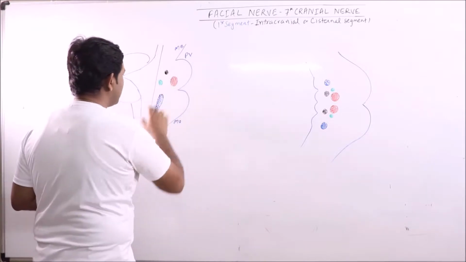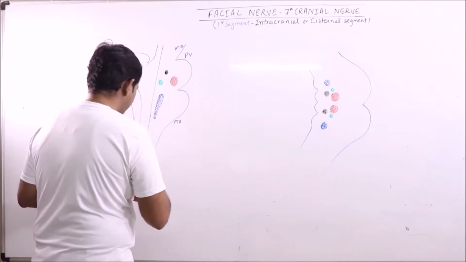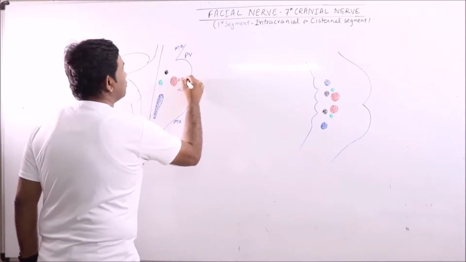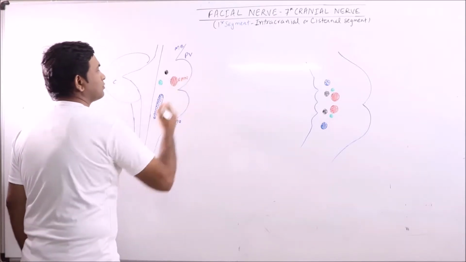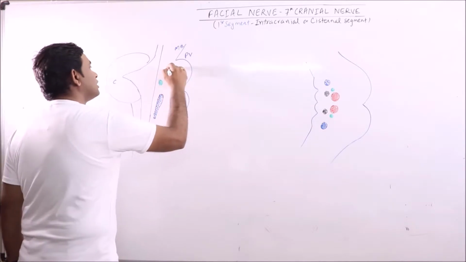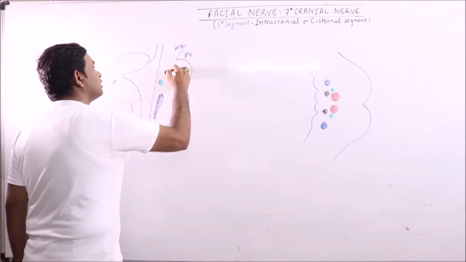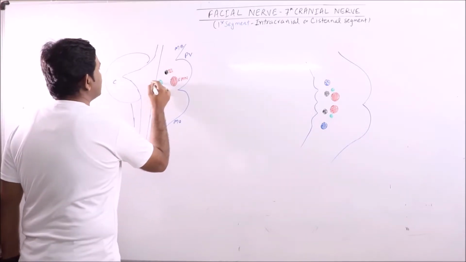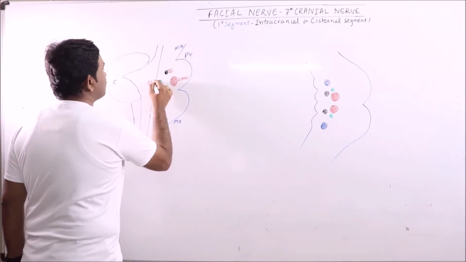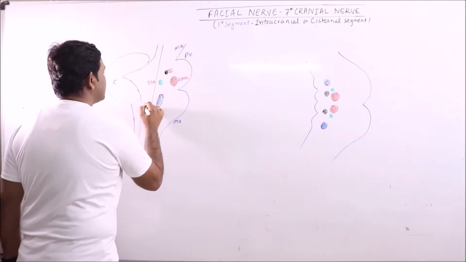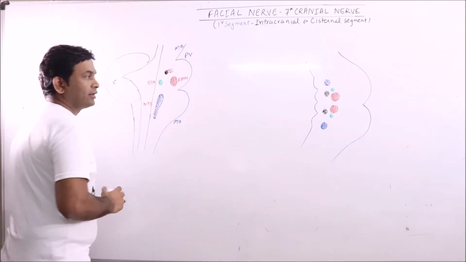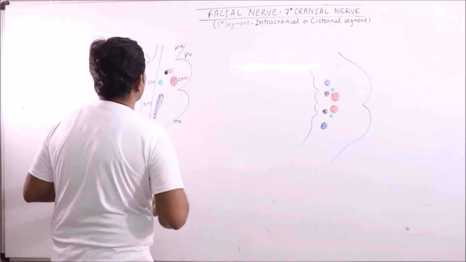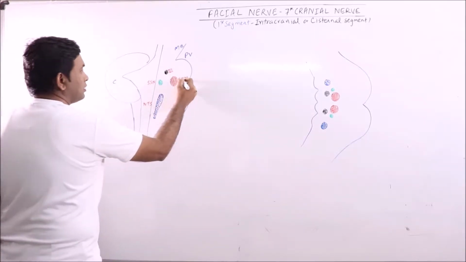Now there are some nuclei which have been shown here. This is the facial motor nucleus. This one is the nucleus of the abducens cranial nerve. This is the superior salivatory nucleus. This is the nucleus tractus solitarius. Now, first of all, we'll discuss what these are and where they are located.